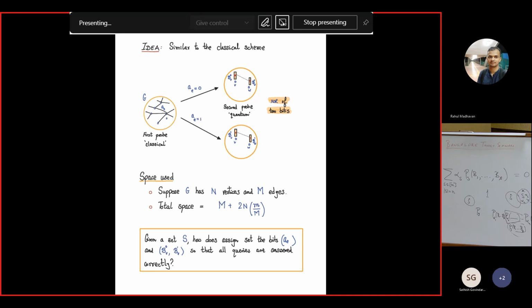Is the data structure clear? So we will deal with graphs, but there will be a first probe as before on an edge, which will tell you whether to go up or down. And wherever you go, you are going to read.